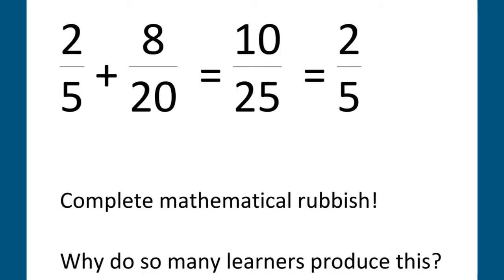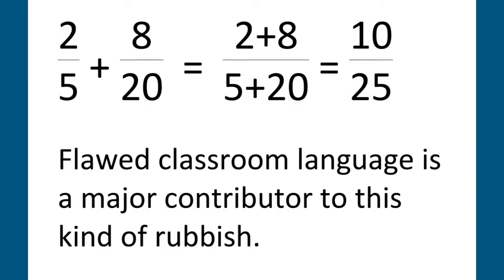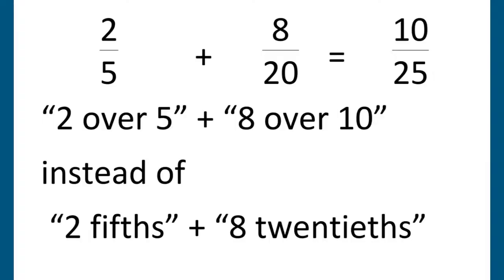I've been a bit naughty in choosing the examples, because if you simplify the 10/25 thing, then you get the 2/5 thing again. Why do learners produce rubbish like this? I say one major reason is flawed classroom language. The majority of our teachers and learners call that thing on the left "2 over 5" and that thing "8 over 20", instead of calling them what they are, 2/5 and 8/20.